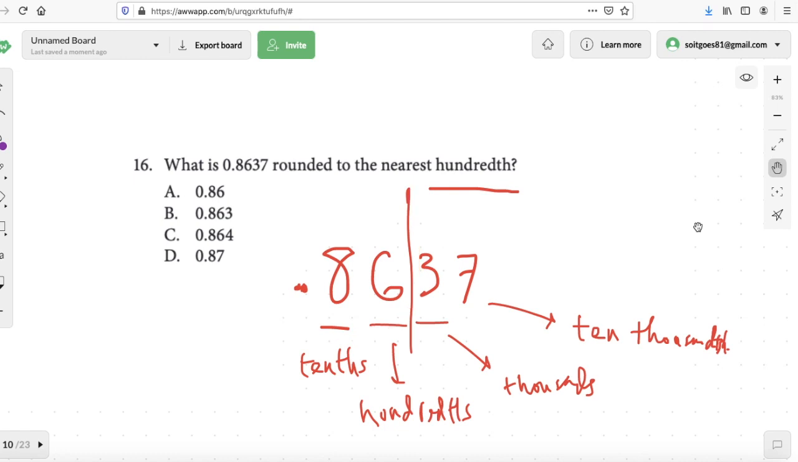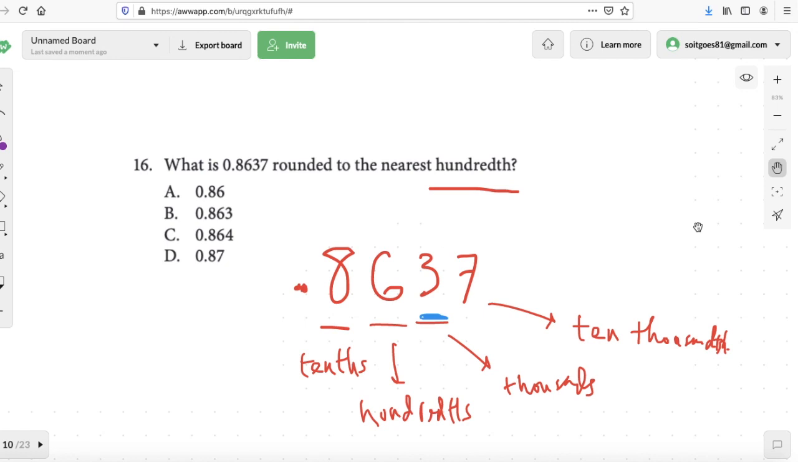Okay, now here's the deal. When you're rounding numbers, the question is, is it going to stay 6? Is it going to be 0.86? Or are we going to bump that up? It could be 0.87, depending on the numbers that follow the 6. Are we going to round up, or are we going to round down here? We're going to round down, because the number that follows right here, that 3, is less than 5.